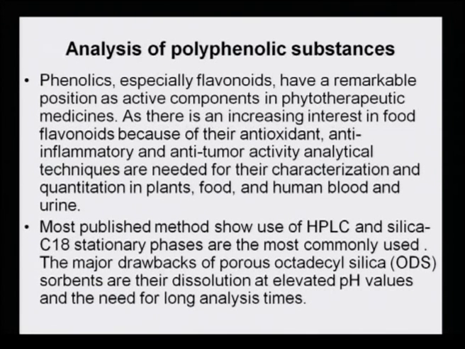Most published methods show use of HPLC, and silica based C18 stationary phases, that is the RPLC, are most commonly used. The major drawbacks of porous octadecyl silica ODS sorbents are their dissolution at elevated pH values and the need for long analysis times. So, if we use a C18 column, what happens is that the more polar compound elutes faster, and the polyphenol being a very polar compound gives good results in a shorter period of time. But one thing is sure, that at elevated pH the results are not obtained in the desired manner. So, one has to check the pH before one starts the C18 analysis.